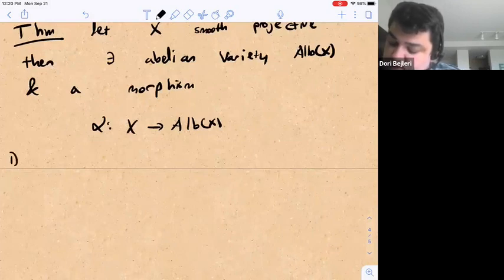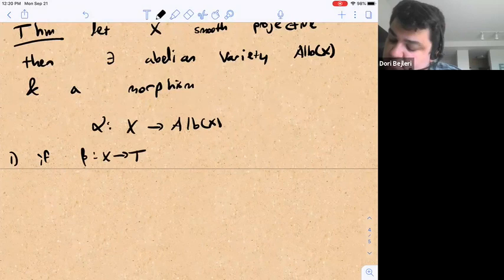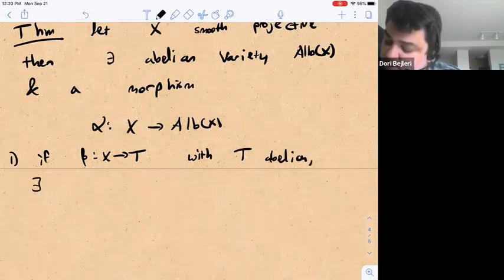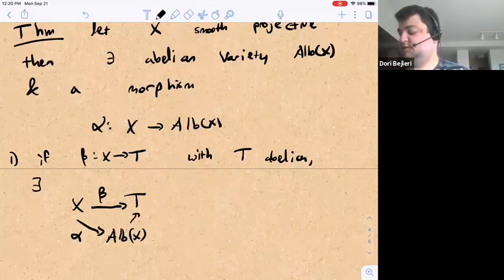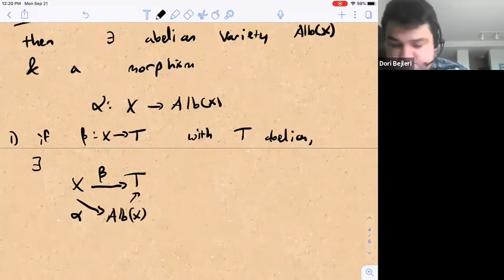So basically, if beta is any other morphism to an abelian variety, there exists a factorization through alpha. So the Albanese is the initial abelian variety that X maps to.